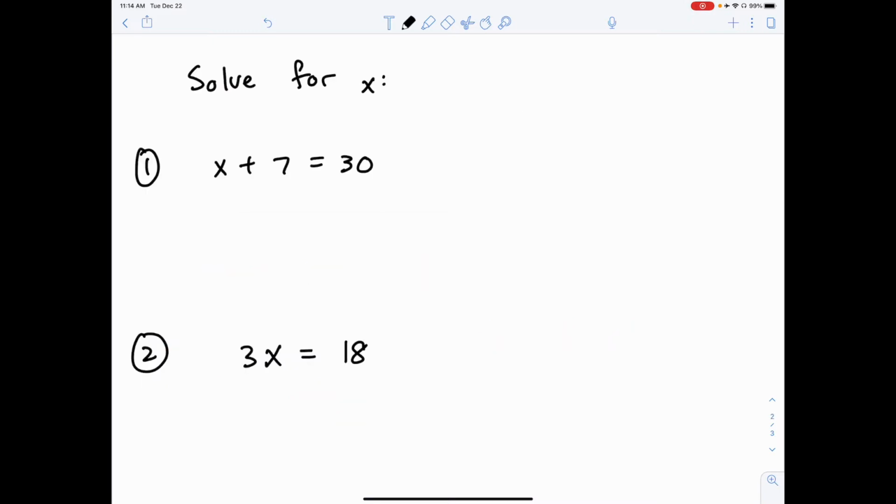So number one here says solve for x. Now let's read out loud. Number one says x plus 7 equals 30. Now my goal is to get x by itself, so I need to get rid of the plus 7. So if I say plus 7, then do the opposite. So minus 7 from both sides. So we're going to minus 7 from both sides. And once we do that, the 7s are now gone. So we just get x equaling 30 minus 7, which gives us the answer of 23.